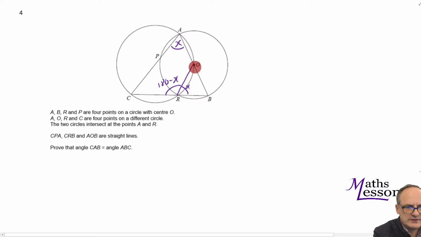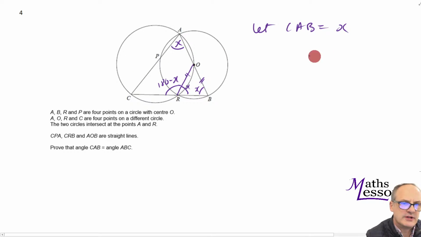And because we've got the center, this is a radius, and this is a radius, this must be X. So if we are writing that out, we let CAB equal X. So we've got the ideas for our proof. We now just have to write out our proof properly.